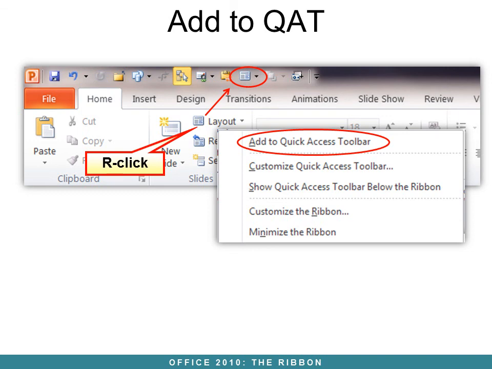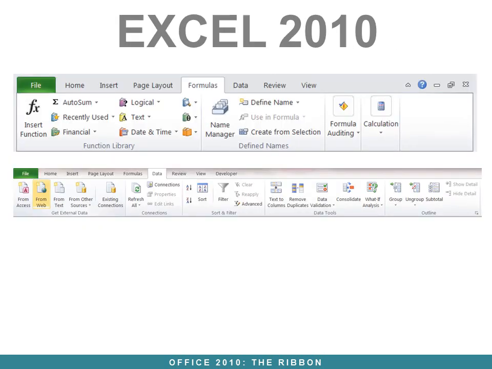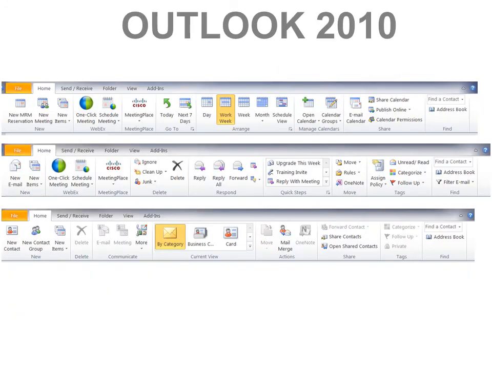Here's some of the tabs that are unique to Word, and some tabs unique to Excel and PowerPoint. Outlook. There's so many in Outlook. This is just Home, based on whether we're in email or calendar or contacts.